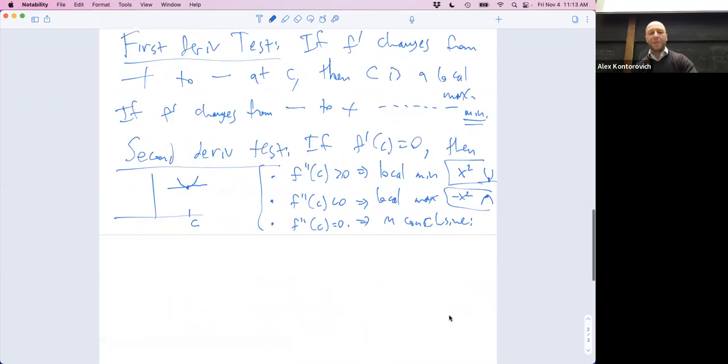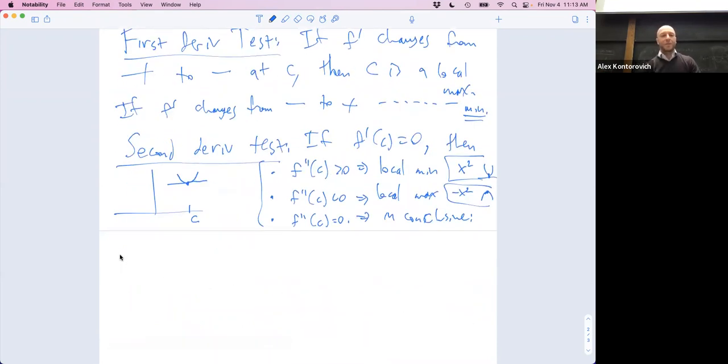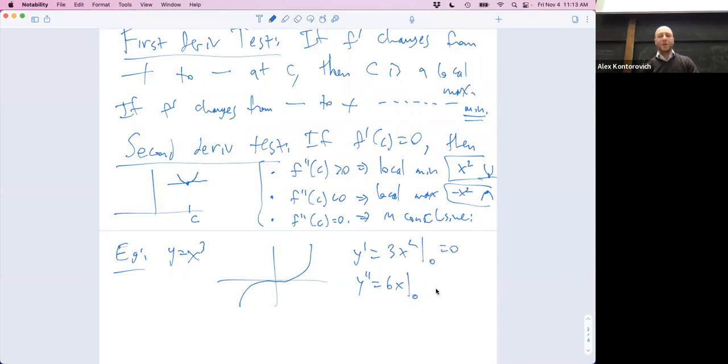So examples to keep in mind: x cubed. What's the graph of y equals x cubed at 0? The first derivative, y prime, is equal to 3x squared. Y double prime is equal to 6x. If I evaluate this at x equals 0, both of them are 0. And is 0 a max or a min? Neither.